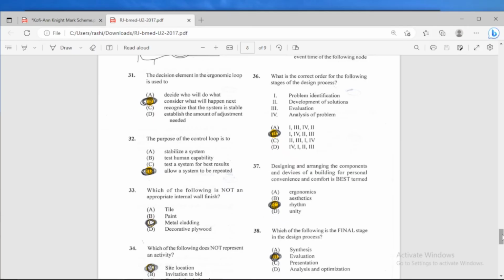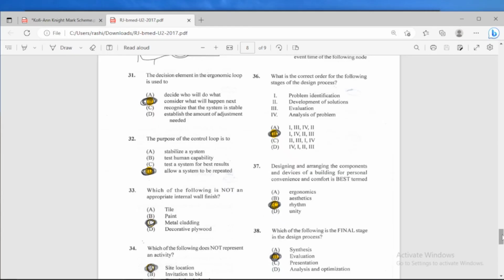So here it would be B, which would be problem identification, because you have to identify the problem first and then analyze the problem, and after analyzing you're going to develop solutions to the problem, and then after that now you evaluate. So the answer there would be B.